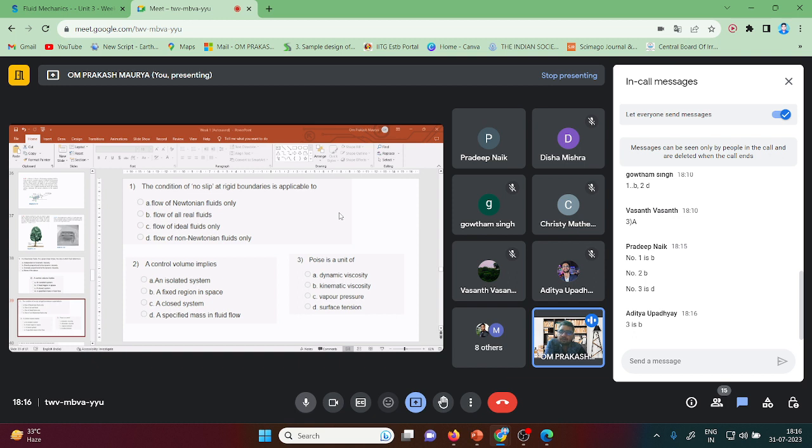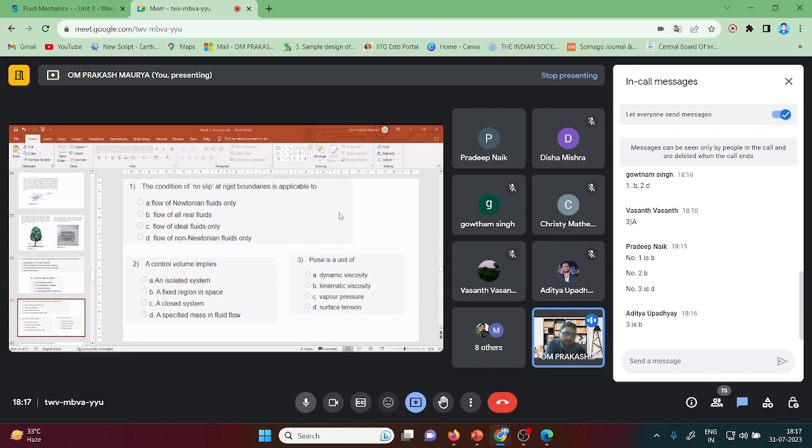For question number one, the condition of no slip at the rigid boundary applies to the flow of all real fluids. That is, option B is correct. For question number two, a control volume implies a fixed region in a space. That is option B, which is correct for question number two. And the poise is the unit of dynamic viscosity.